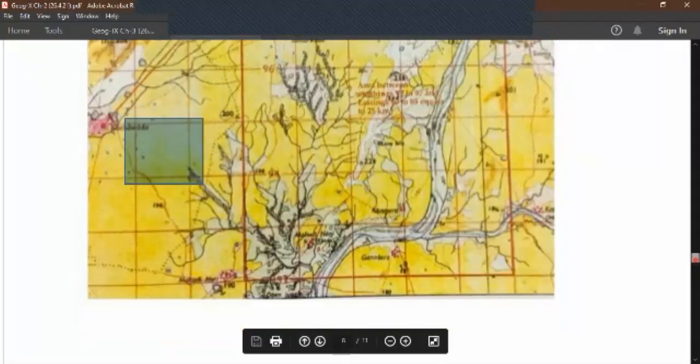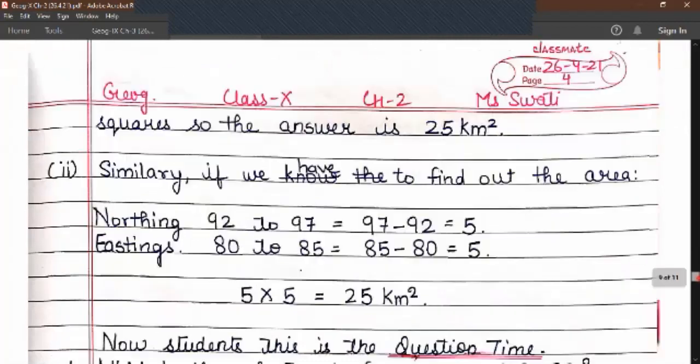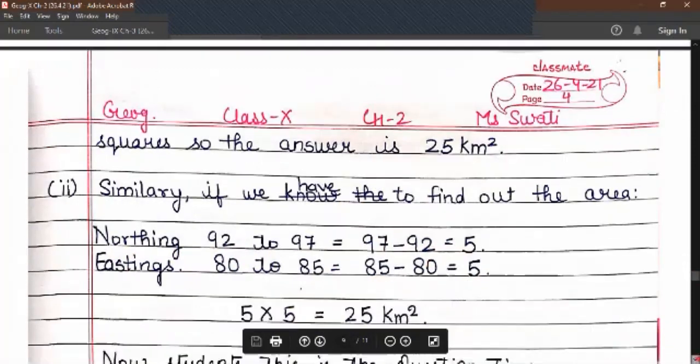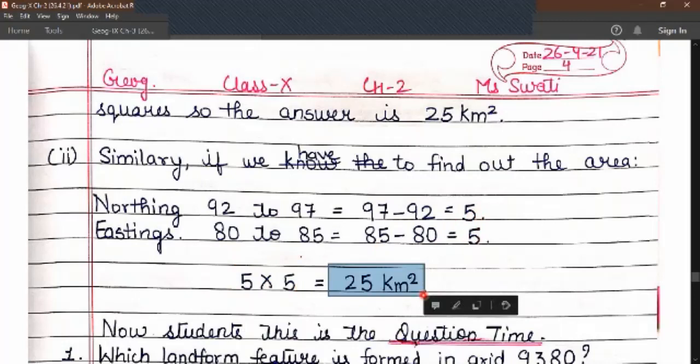I hope you understood this. It is very simple. Next is the second method. If we have to find out the area between the Northings and Eastings, the question is the same, 92 to 97 and 80 to 85. Now we are going to find out the difference between these. So 97 minus 92 will be 5. Similarly, 85 minus 80 will again be 5. Now simply 5 multiplied by 5, and your answer will be the same, 25 kilometers squared. So you can use any method of your choice.